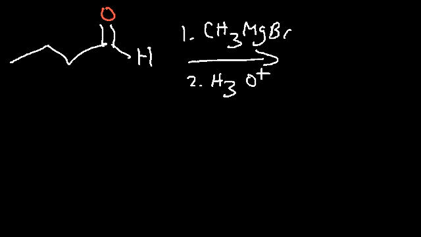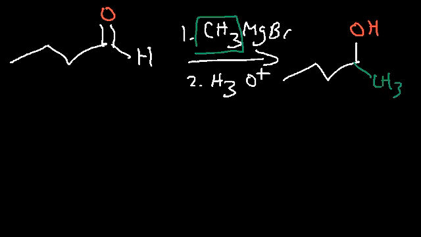So to draw the major product, let's convert the carbonyl group into an OH group. And then all you've got to do is add an R group to it. So we're going to add a CH3 group. And this hydrogen is still here. And so that's how you can draw the product of this reaction. As you can see, it's fairly straightforward.